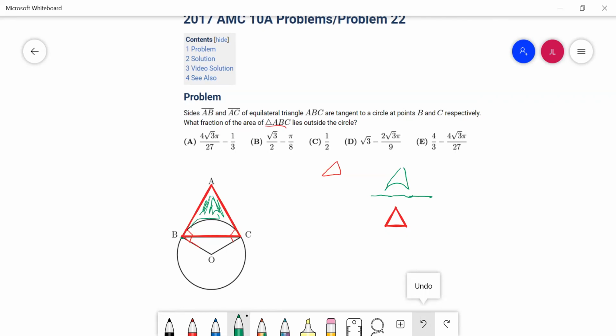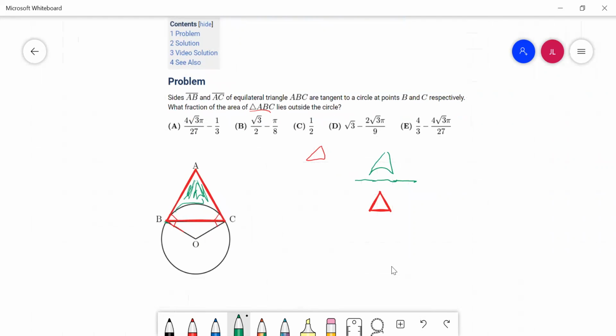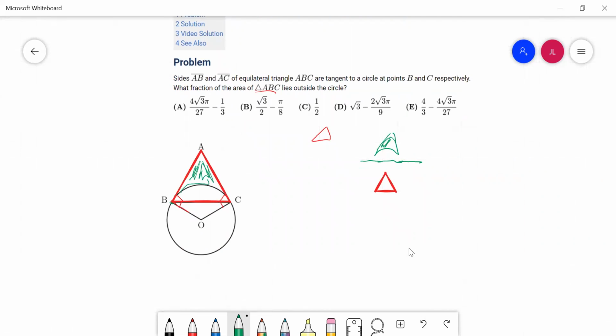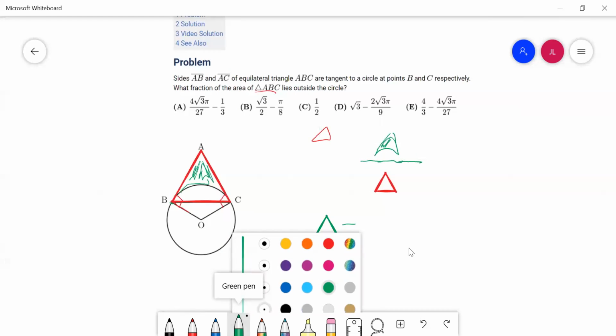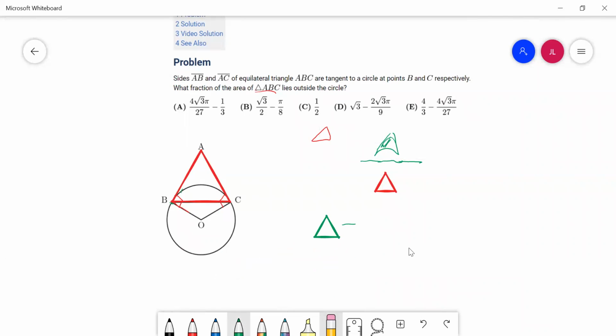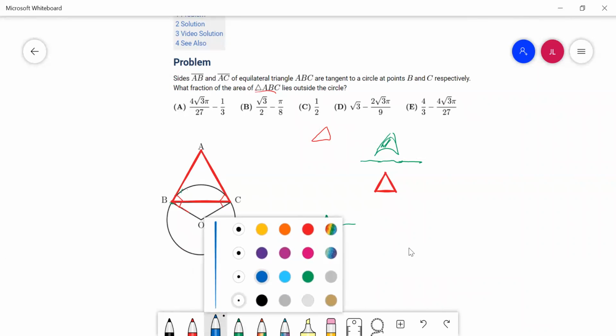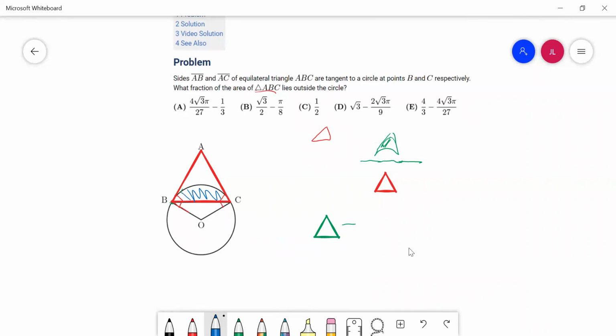If we know the side length, let's say we can assign any number, we just need to know what this is. But how to find this green strange shape? We have a way to find out. We can use this equilateral triangle and subtract this crescent part. So we're going to subtract this part, and I'll put this part in blue. So subtract this shape.